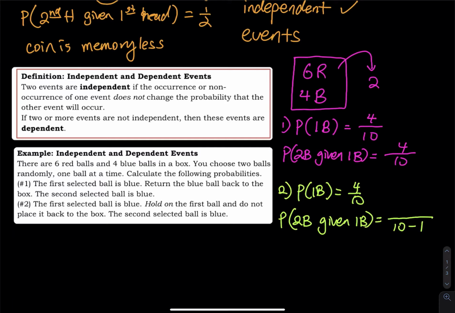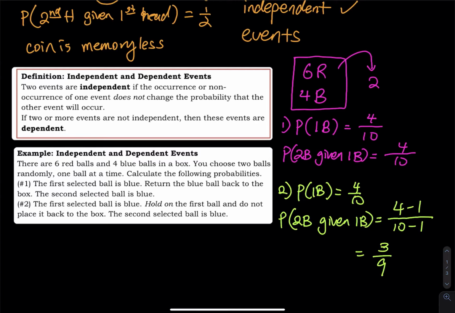How many blue balls do you have in the box? So there are 4. You are holding 1, so there are 3. So that will be a 4 minus 1. So the second blue, this is 3 divided by 9. So if you don't put the first back in the box, that affects the probability of the second blue.